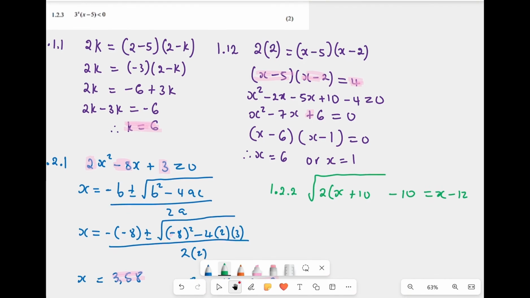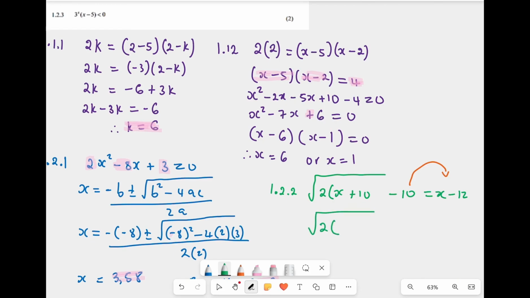So here we can see that we have a root. So if we have this root, we need to remove it by squaring on both sides, but we cannot square on both sides while we still have this 10, which is outside the square root and is not attached to a square root. So 10 must be transposed. So here, before we even square on both sides, we need to isolate.